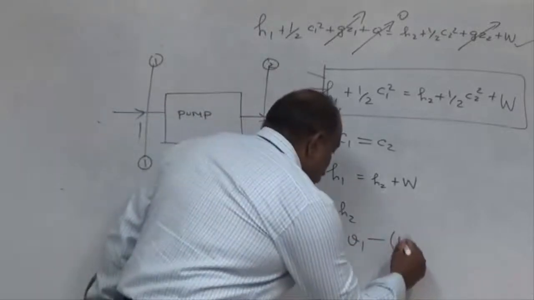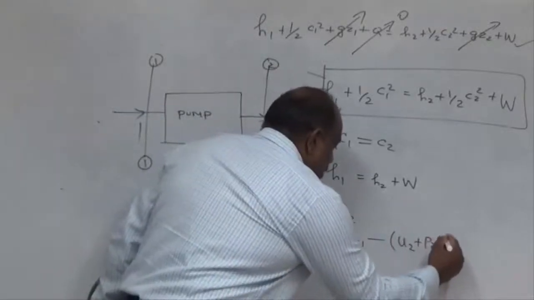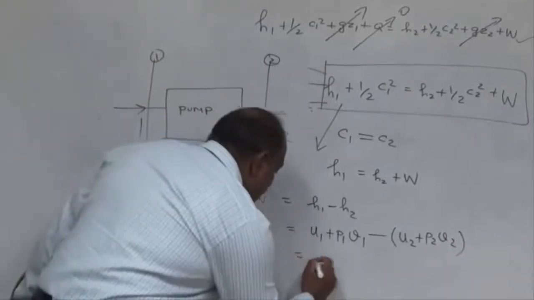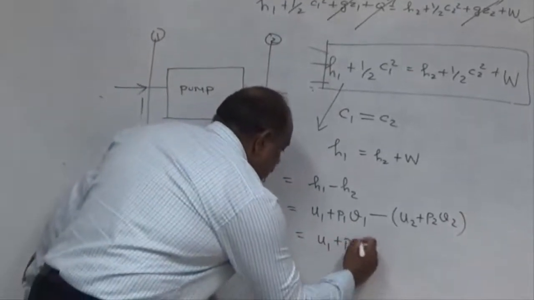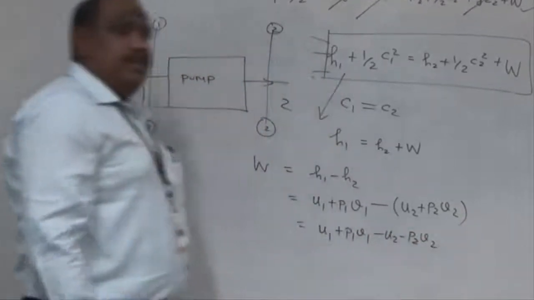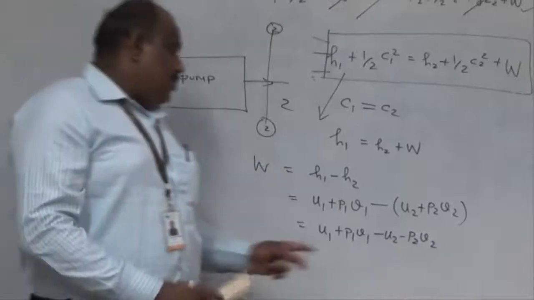Minus, what is it? H2? U2 plus P2 V2. From this, what is the expression you get? U1 plus P1 V1 minus U2 minus P2 V2. Isn't it? What about U1 and U2?